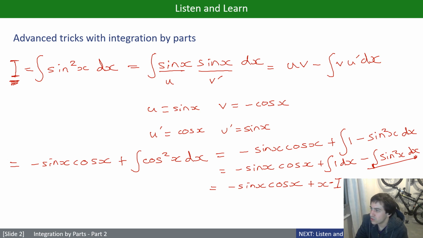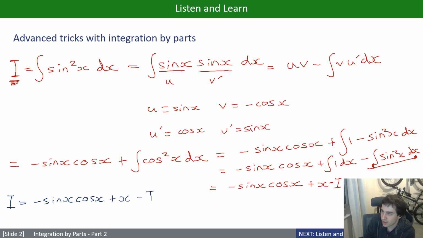So what have we just deduced here? We've deduced the following interesting property about this I. The capital I, our answer that we're looking for, is equal to minus sine x cos x plus x minus capital I.